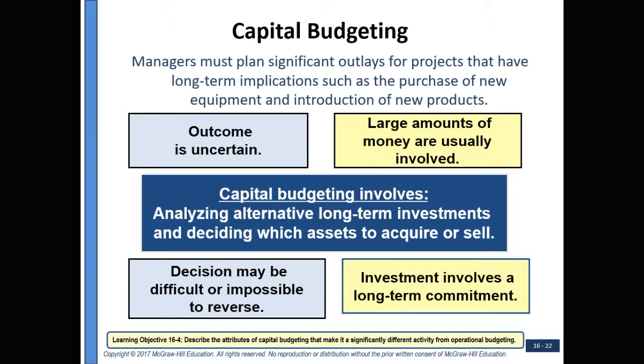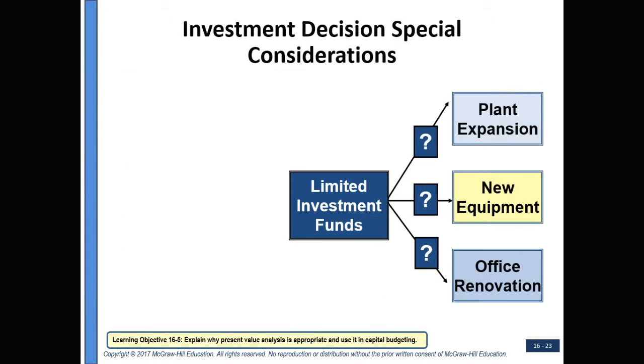Capital budgeting analysis outcome is uncertain. Large amounts of money are typically involved, and investments involve a long-term commitment. These decisions may be difficult, if not impossible, to reverse. So it's important that when you go into long-range implications, that you do so with a lot of forethought. And to do this, we do use accounting data.